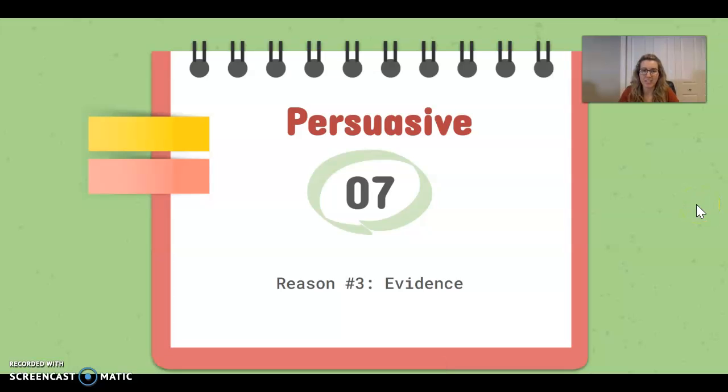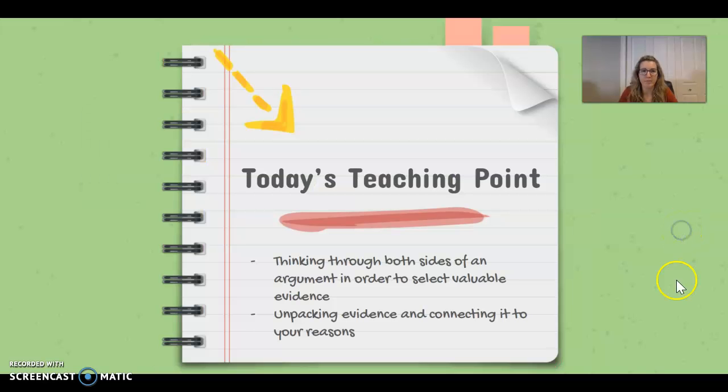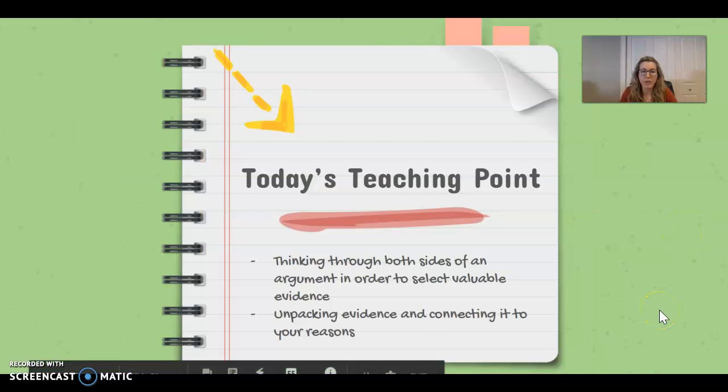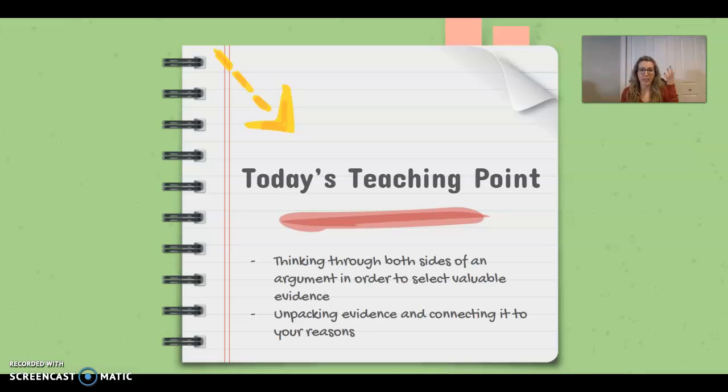Today is session 7, and today we will be finding evidence to support your third reason. So we are now working on your third body paragraph of your paper. Today's teaching point, we are continuing to think through both sides of an argument, meaning we're looking at the pros and cons of both sides of your argument, and we're finding out how we can select valuable evidence in order to best convince or persuade our audience. We're also going to be focusing on unpacking evidence and connecting it to your reasons.